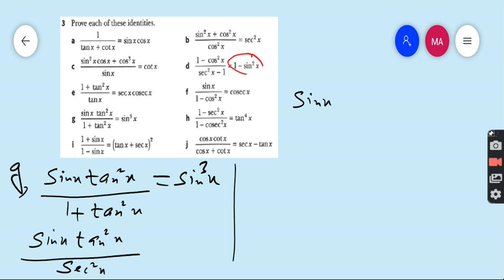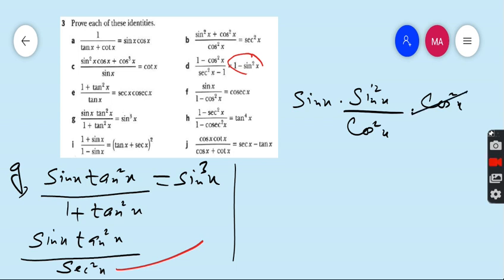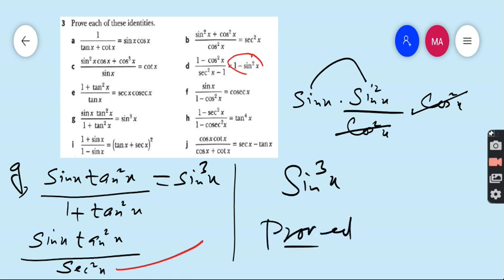Sin x into tan square x is what? Sin square x upon cos square x. And this sec square x is the reciprocal of cos square x, so we can write it as cos square x. This will become a numerator. And this cos square x cancels by this cos square x. Sin into sin square is sin cube x. And this is the right hand side. So it is proved that left hand side is equals to right hand side.